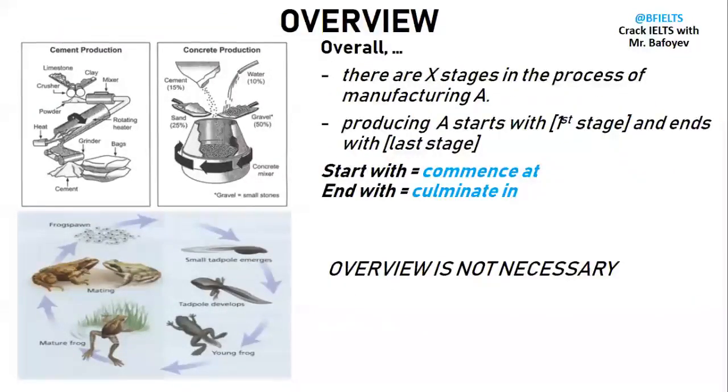There are like 5, 6, or 7 stages in the process of manufacturing concrete or cement, for example, right? Or producing cement starts with first stage, like crushing limestone and clay, and ends with packaging, for example, right? Or instead of start with or end with, you can use words like commence at. These prepositions are important. Commence comes with at, whereas culminate comes with in. So cement production commences at crushing limestone and clay and culminates in packaging the ready cement, which will be used for concrete production probably, right?